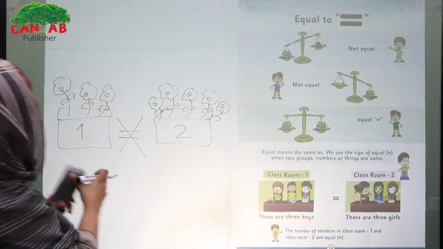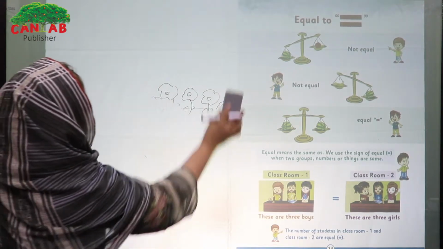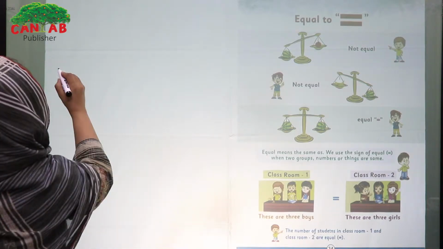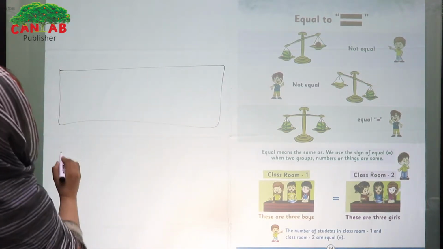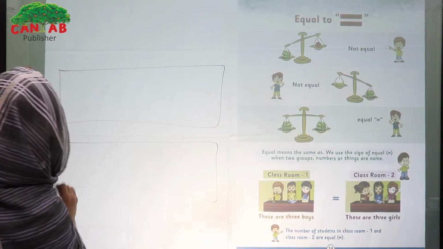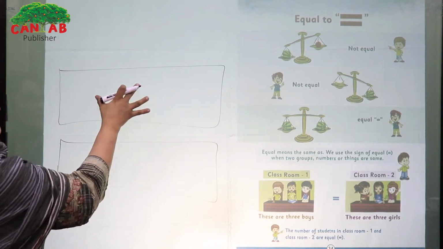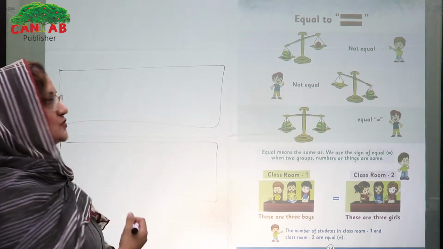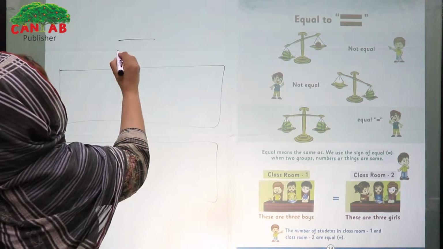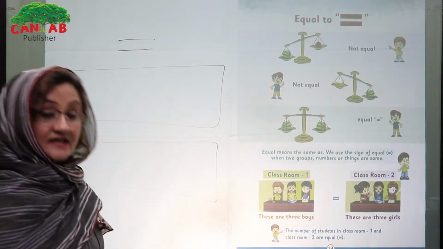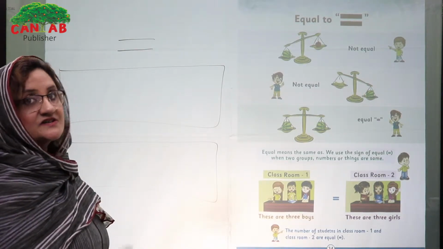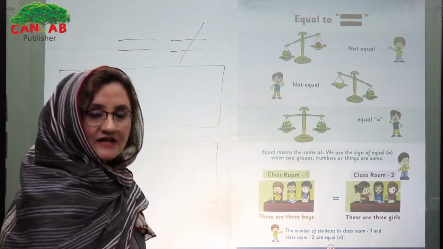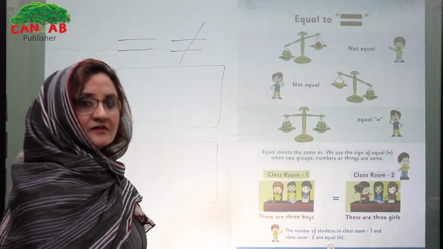Now what we can do, we can play a game, students. I am going to draw something on the board. And if both of the objects are equal in number, you have to come and use the sign of equal to there. And if the number of the objects is not equal, then what you are going to do? You are going to do like this. Are you ready? Okay.